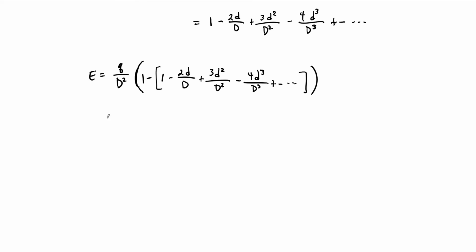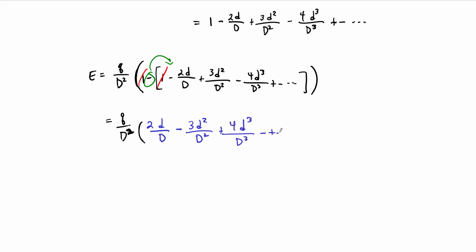When we actually do the subtraction, the electric field is charge q over capital D squared times 1 minus 1. They're gone. 1 minus 1. Don't forget this minus, though, because this minus is going to change the signs of everything else, right? And so what's left in here is 2 times d over D minus 3d squared over capital D squared plus 4 lowercase d cubed over capital D cubed minus plus, etc.